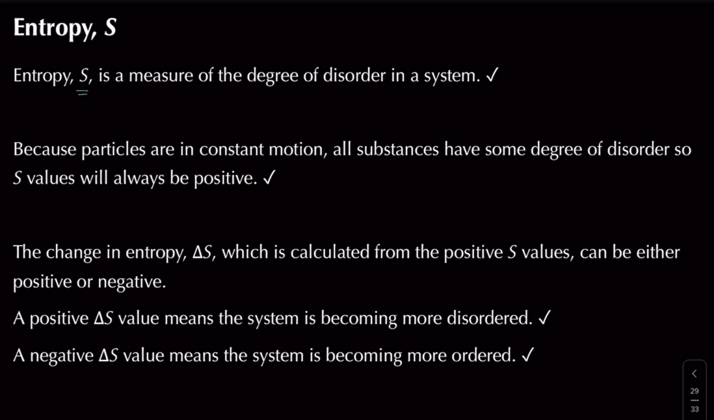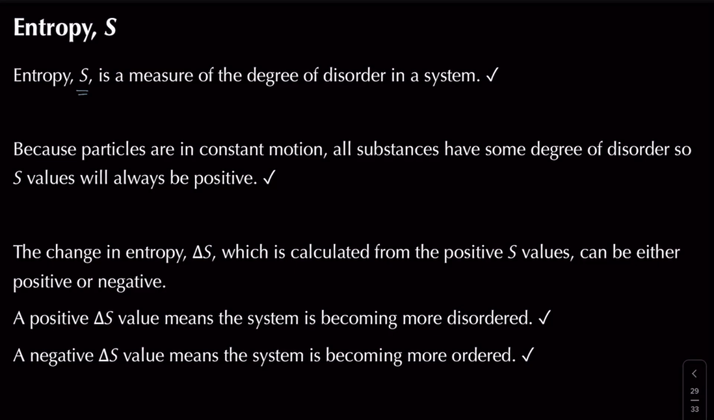Now our entropy values are always going to be positive, and the reason why is because all particles will have some degree of disorder, regardless if they're a solid, liquid or a gas, whether they're just an atom on their own or whether they're a molecule or in a giant covalent lattice, giant ionic lattice, giant metallic lattice. Because particles are going to be in constant motion, they're going to be either vibrating on the spot or moving somewhat in, let's say, a liquid, or they could be moving quite chaotically like in a gas as well.